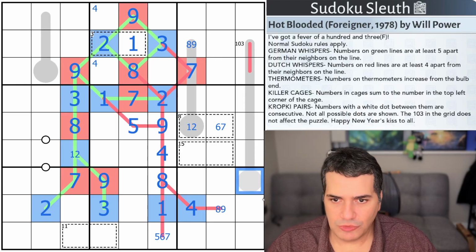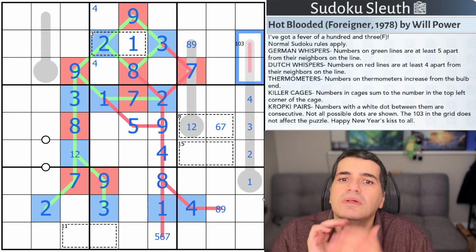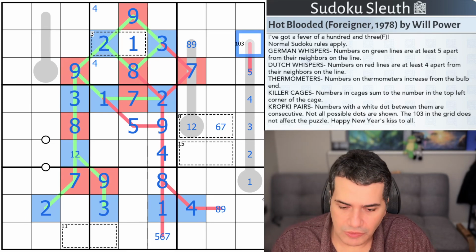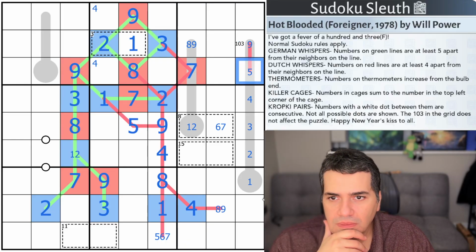Right, minimum is 1, 2, 3, 4. That is a Dutch whisper line, isn't it? Interesting. So I am actually allowed a 5 in here and a 9. So this is the maximum. The maximum?